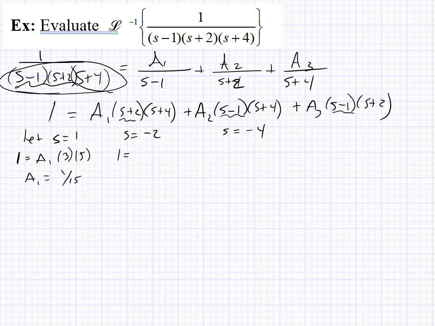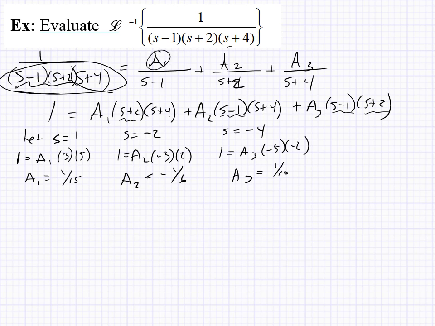If I do negative 2, again 1 on the left side, anything with an s plus 2 in it, which is here and here, zeroes out. So that leaves me with a sub 2 times negative 3 times 2. So that'll give me a sub 2 to be negative 1/6. And finally, s equals negative 4 would be 1 equals a sub 3 times negative 5 times negative 2. So a sub 3 equals 1/10.